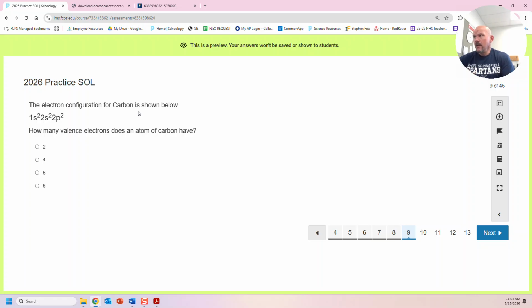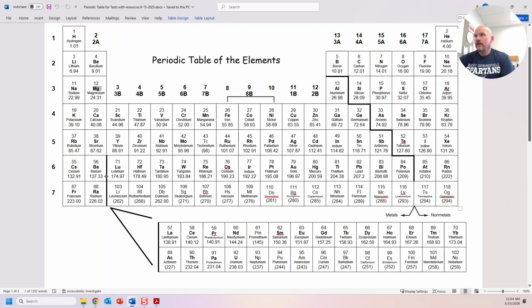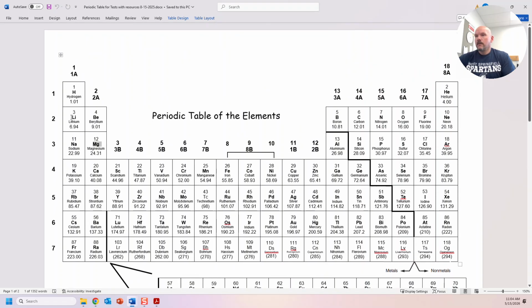Now be careful with this. Valence electrons, you know this. You look at your periodic table. Remember, forget about the transition elements. If you're asked about valence electrons, it's probably going to be from the S block or the P block. So remember, 1 valence electron, 2, 3, 4, 5, 6, 7 valence electrons. All the noble gases have 8 valence electrons except for helium, which only has 2. That's what you've got to remember.